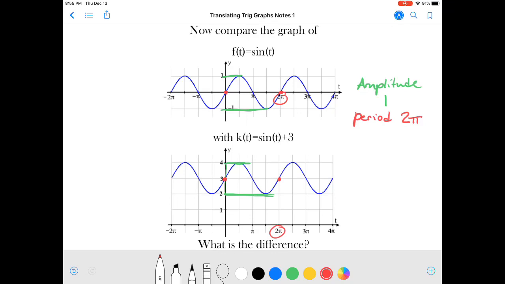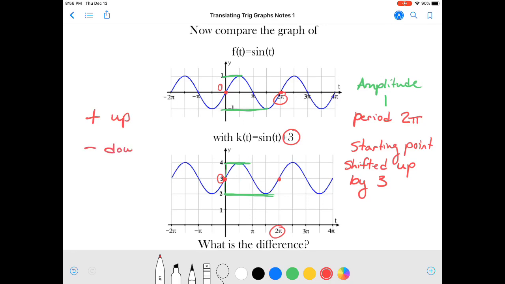So if the amplitude and period haven't changed, what has? If you notice, our other graph starts at the point 0, 0. This graph starts at the point 0, 3. So that plus 3 on the end of the function has caused the graph to start at a higher y value. So the whole graph has shifted up by 3. In this case, when we're talking about the up and down direction, plus means that we're shifting the graph up, and minus is going to indicate a shift down.